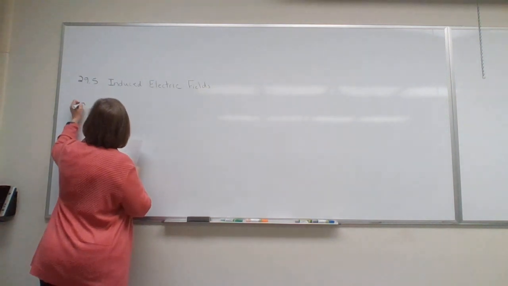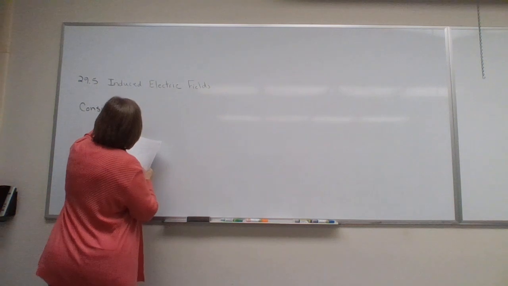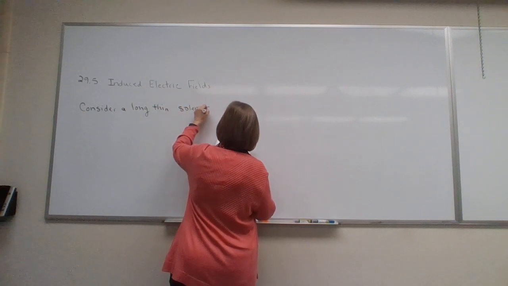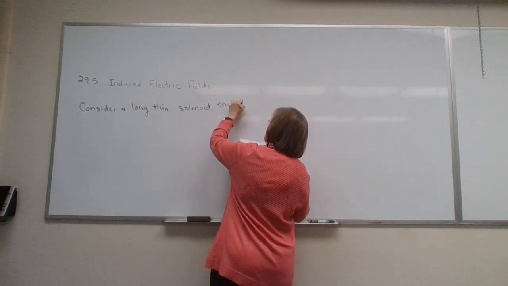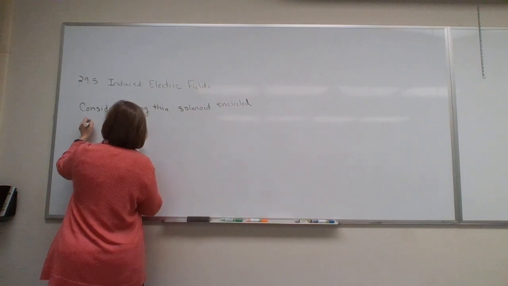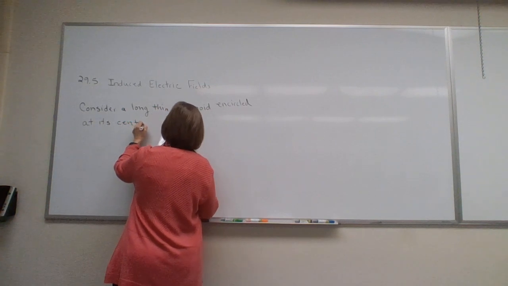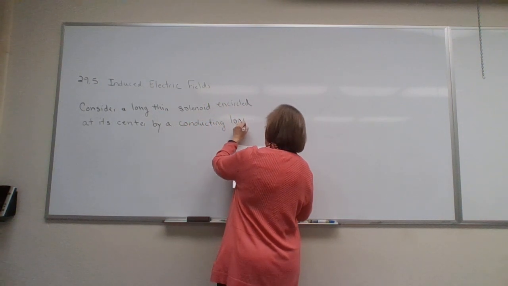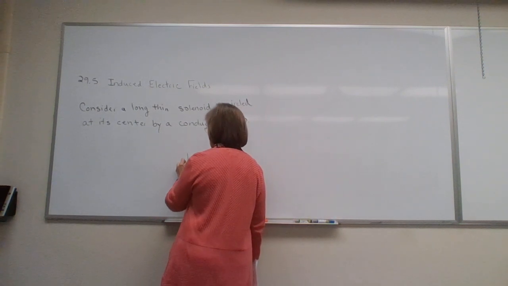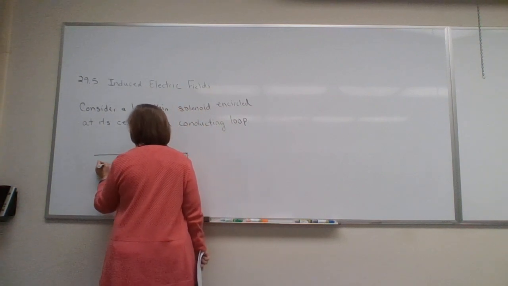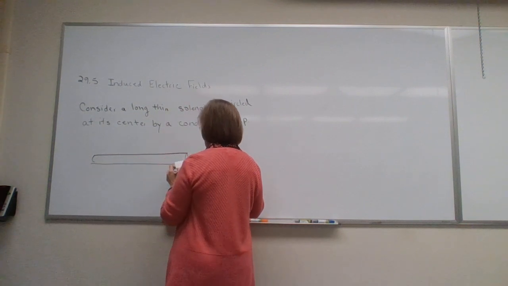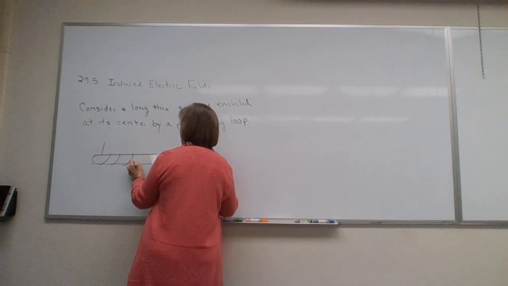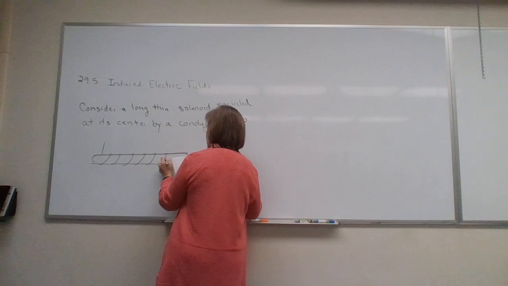So let's consider a long, thin solenoid encircled at its center by a conducting loop. Okay, a long, thin solenoid looks like this. And we've got wires wrapped around this, something like this. It's a wire that goes around and around. In real life, they're probably very closely spaced, but I can't draw 2,000 loops, so I just draw a few.